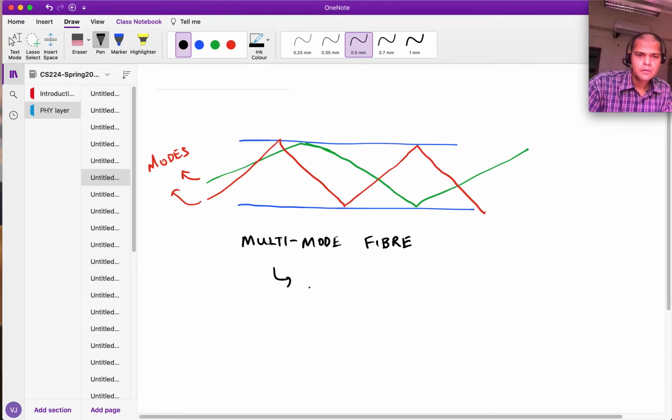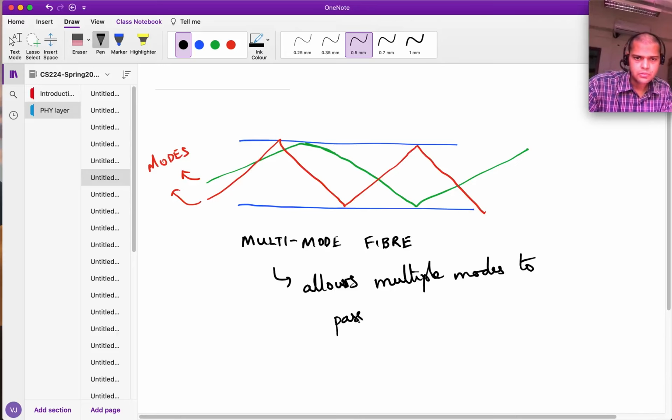So this allows multiple modes to pass through. Okay, so essentially you have different modes, even if it's the same signal, the same information going on here. What is the problem with this? Well, the problem is that each of these modes, each of these rays, has traveled a different distance.